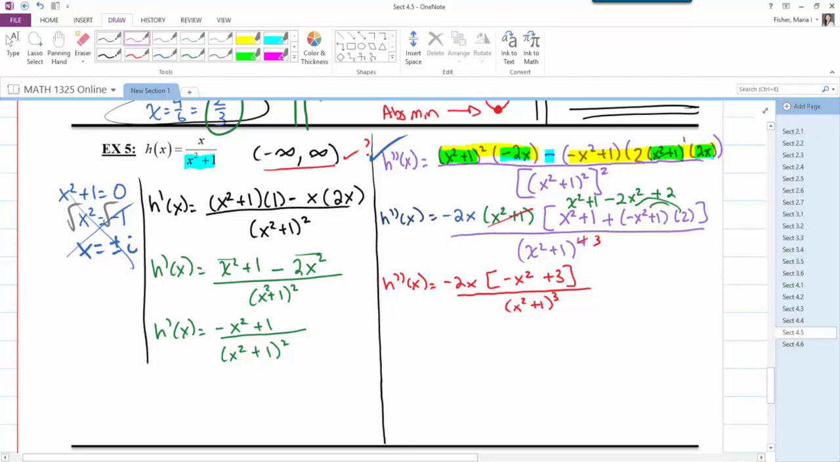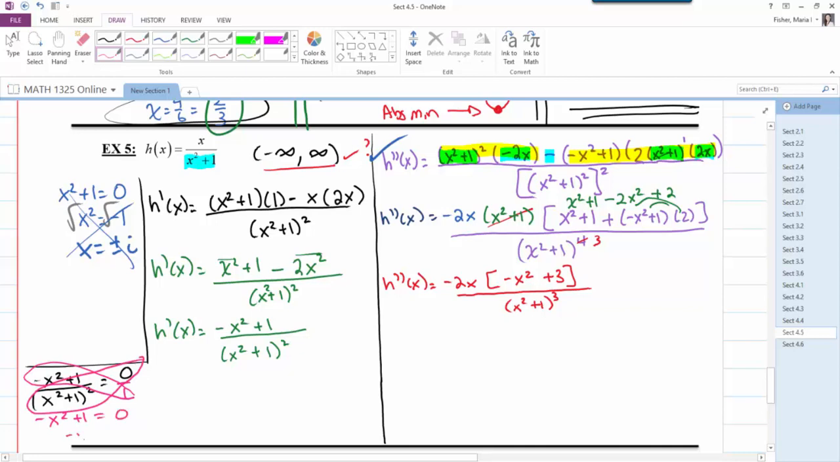All right, so now I need to find my critical numbers. So let's go ahead and find my critical numbers. So over here, if I find the critical numbers, recall, that's going to be places where this thing is equal to 0. So if I set negative x squared plus 1 over x squared plus 1 quantity squared equal to 0, well, I can always put it over 1 and cross multiply. Well, 1 times negative x squared plus 1 is negative x squared plus 1. And 0 times x squared plus 1 squared is 0.